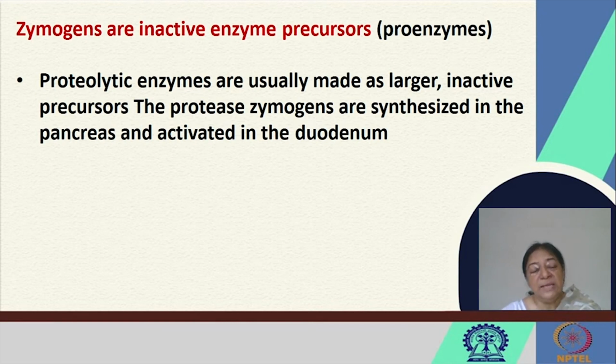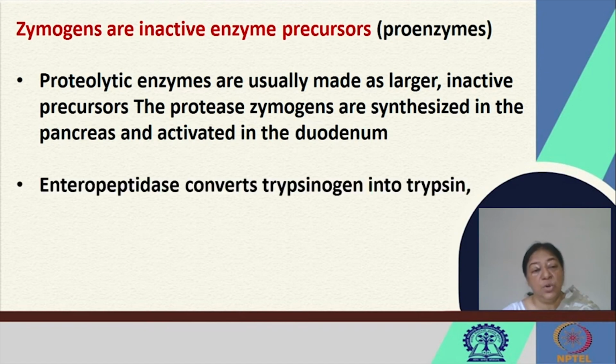The proteolytic enzymes are therefore made as larger inactive precursors. We realize it would not be a good idea to have them active all the time. If they were active, they would break the peptide bond. So the protease zymogens are synthesized in the pancreas and they are activated in the duodenum.